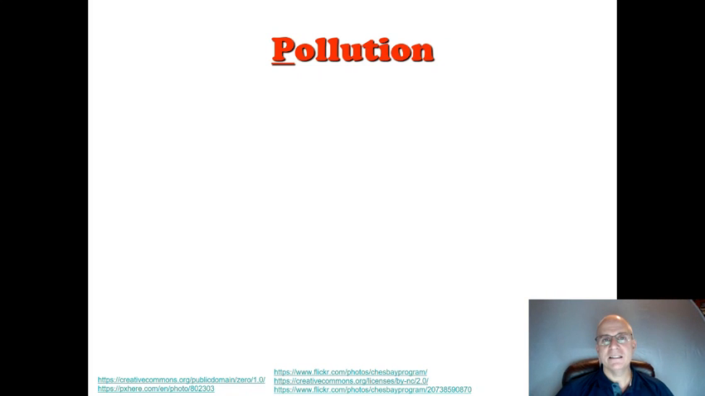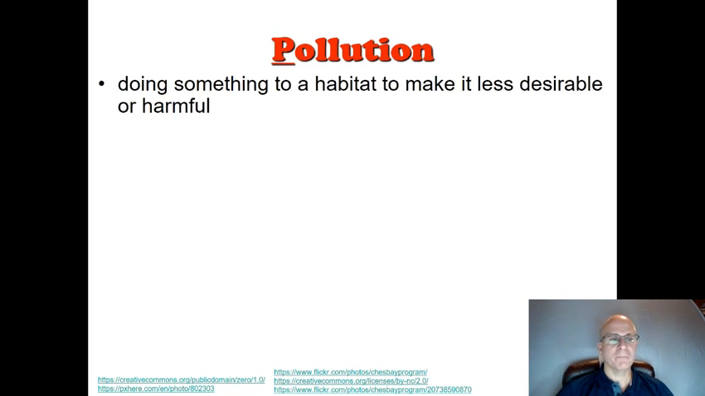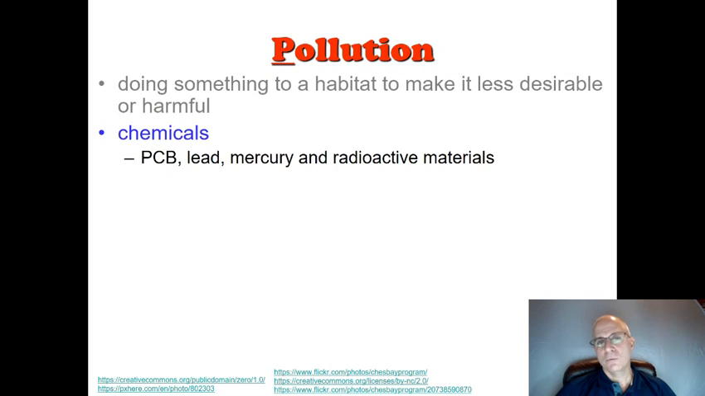The first P in CHIPO is for pollution. And what do we mean by pollution? Pollution is doing something to a habitat to make it either less desirable or actually in some cases harmful. We'll be talking about air pollution, we'll be talking about water pollution a little later on in the semester, but there's many different types. So we've got pollution from chemicals like PCBs, which stands for polychlorinated biphenyls. We've got heavy metals like lead and mercury, radioactive materials. All of these chemicals can be pollutants.